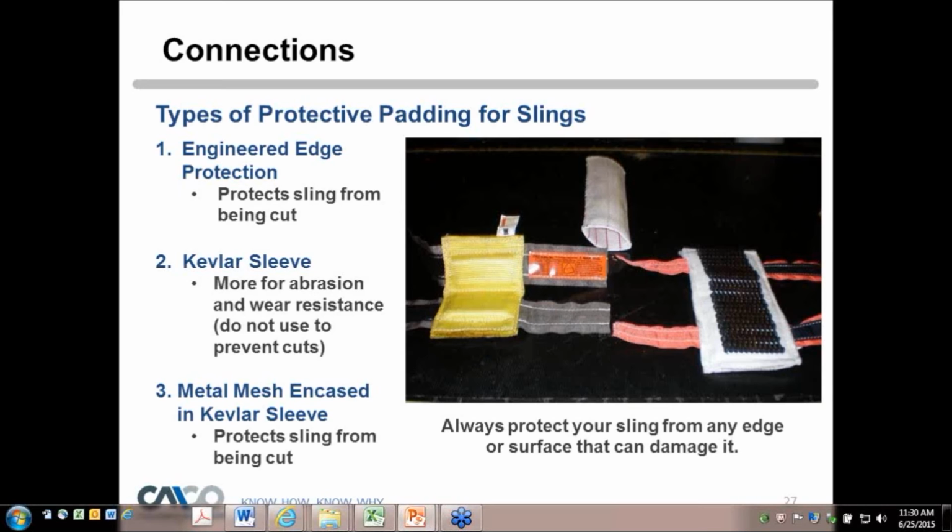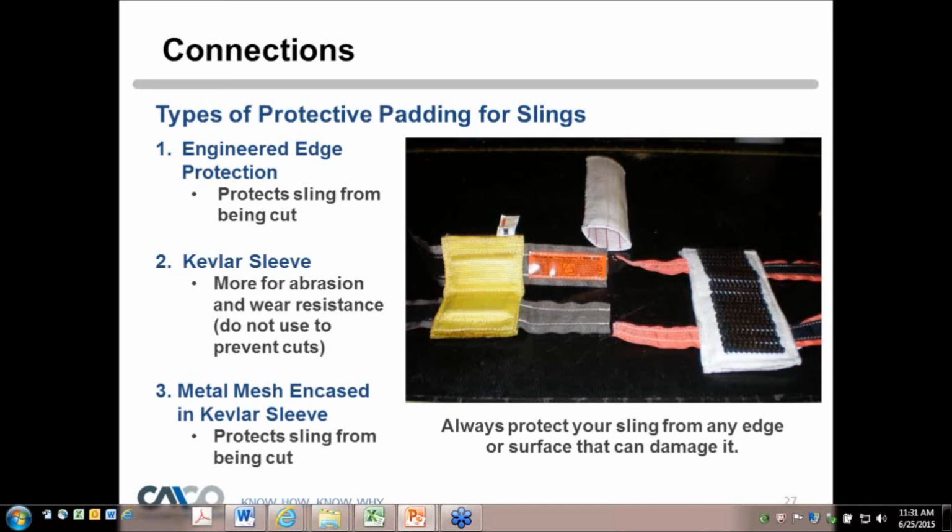Okay. One quick safety note: always use sling protection when possible, when slings are coming in contact with the load or going over an edge. You can see that yellow sleeve there. It looks like a sleeve, it's engineered edge protection, which is probably one of the best things you can use to protect your sling. It has Velcro on the back. You can slide it anywhere you want on your sling, going around corners and things of that nature. Kevlar sleeves are more used for webbing straps and things of that nature. Don't really use them for cut protection. They're used more for abrasion, or where it could rub up against the load.